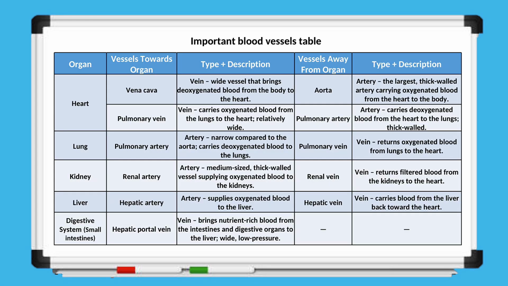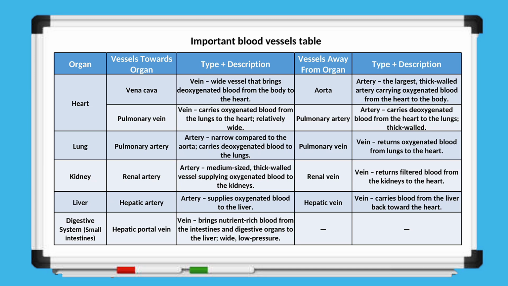And here's a table summarizing the important blood vessels, showing which vessels carry blood towards an organ and which carry blood away. For the heart, blood flows towards it through the vena cava, a wide vein carrying deoxygenated blood from the body, and the pulmonary vein, which returns oxygenated blood from the lungs. Blood flows away from the heart through the aorta, the largest thick-walled artery carrying oxygenated blood to the body, and the pulmonary artery, which carries deoxygenated blood to the lungs.